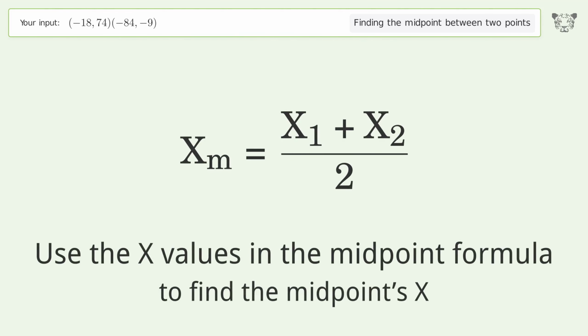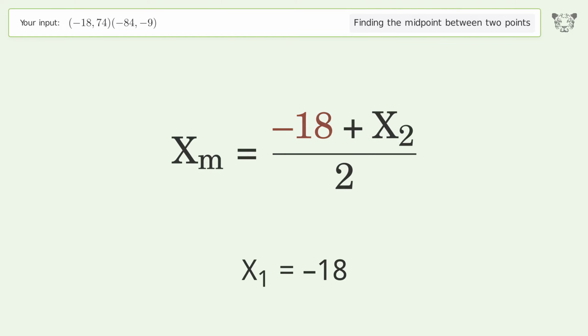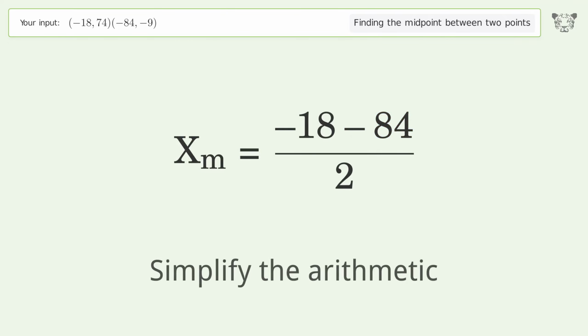Use the x values in the midpoint formula to find the midpoint's x. x1 equals negative 18. x2 equals negative 84. Simplify the arithmetic.